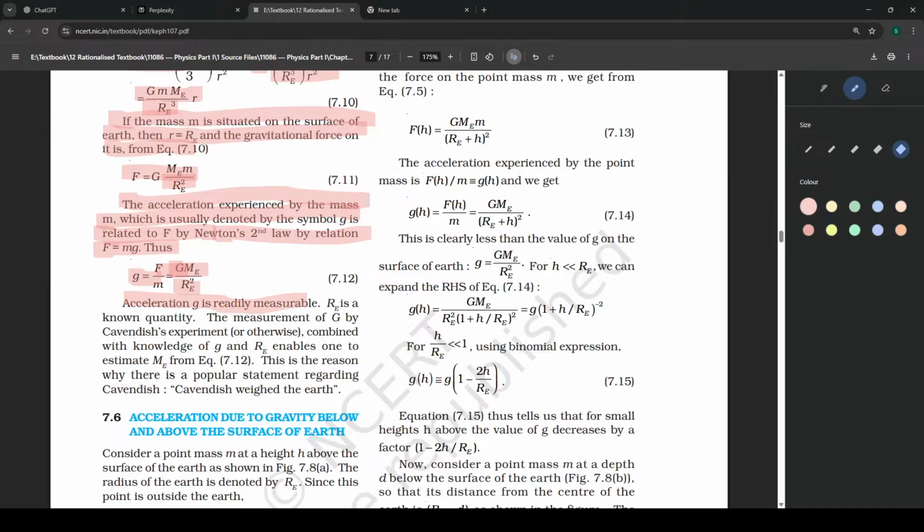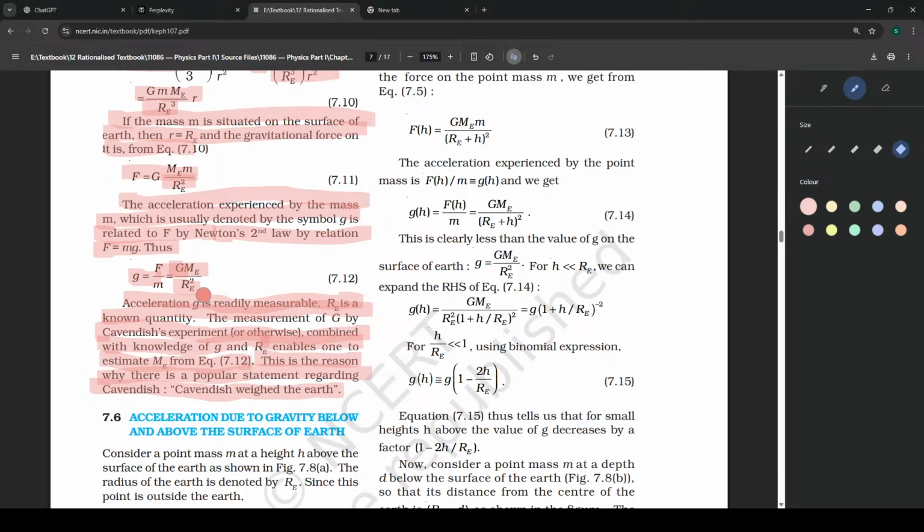Acceleration g is readily measurable. Re is a known quantity. The measurement of g by Cavendish's experiment or otherwise, combined with knowledge of G and Re, enables one to estimate Me, that is the mass of Earth, from equation 7.12. This is the reason why there is a popular statement regarding Cavendish, that Cavendish weighed the Earth.